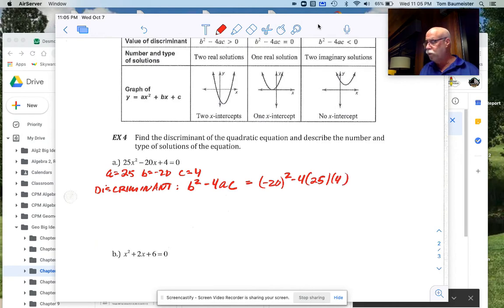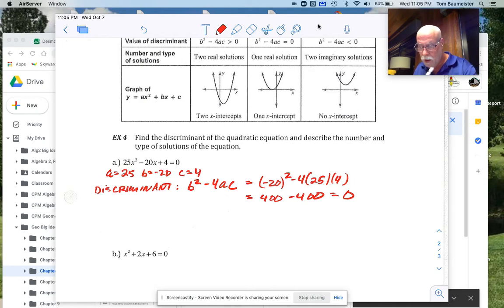All right, now you can plug it in your calculator, or you can say, well, negative times a negative is a positive. 20 times 20 is 400. 4 times 25 is 100. 100 times 4 is 400. So 400 minus 400 is equal to 0. All right. So we know, according to what we see up above, we're going to have one real solution.